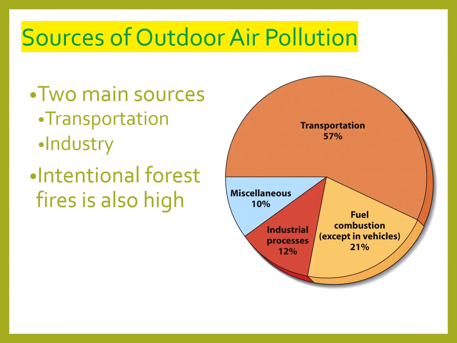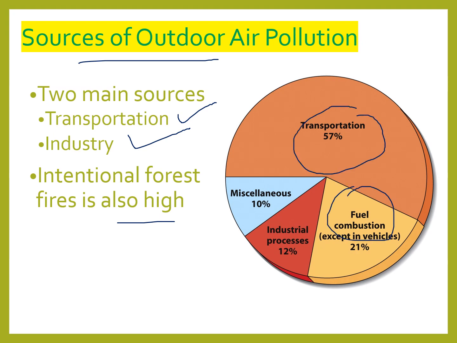So these are the sources of outdoor air pollution. The major sources are the transportation sector and industry, as we have discussed, and intentional forest fire is also very high. Here the proportions are given: miscellaneous sources 10%, transportation 57%, fuel combustion except in vehicles 21%, industrial process 12%. These are all responsible for outdoor air pollution, that is, outside your house.